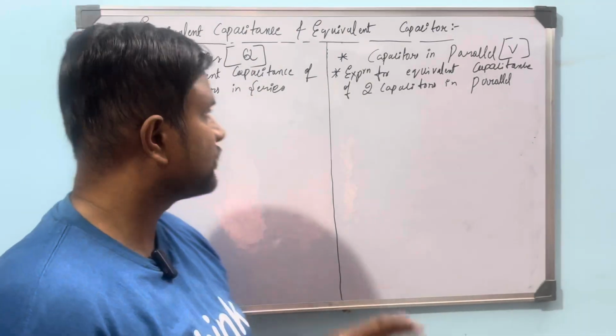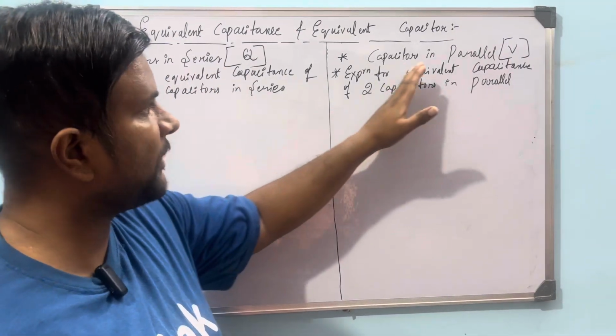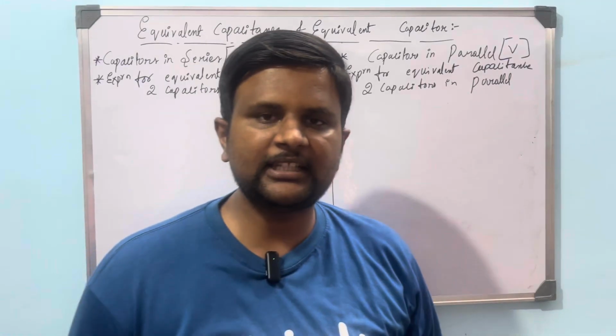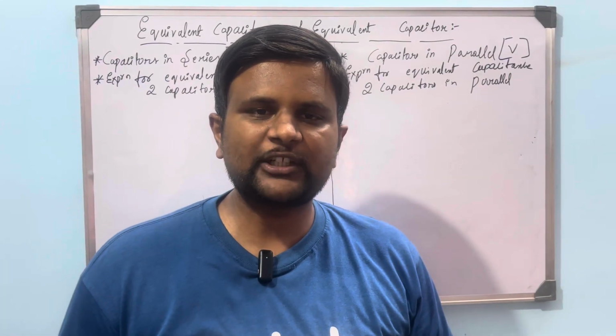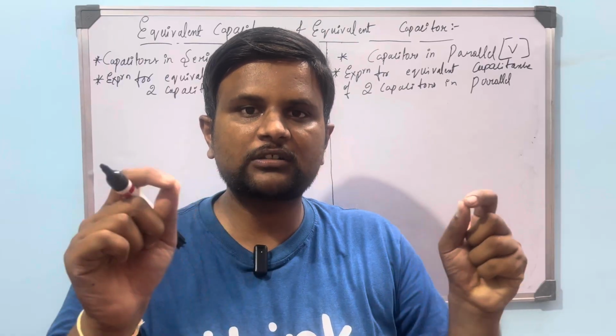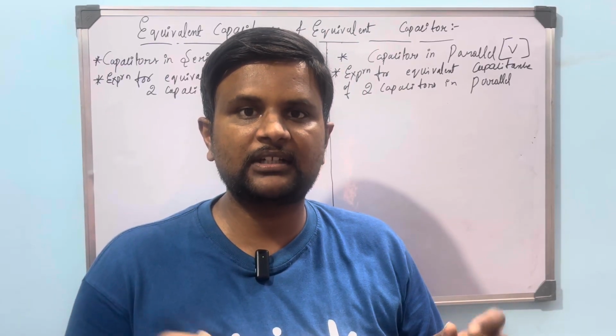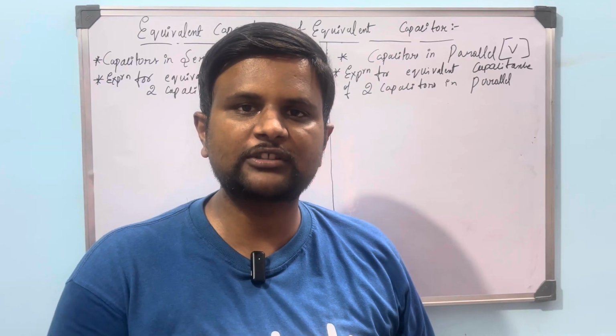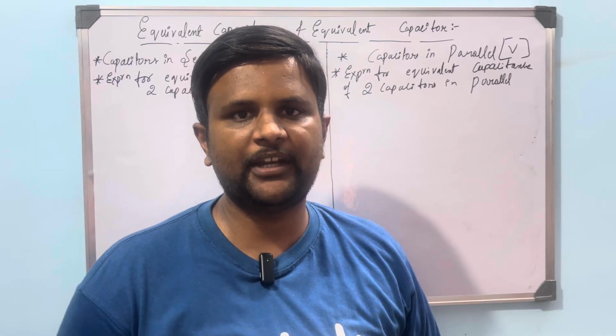So now, capacitors in series and capacitors in parallel. When can we say the capacitors are in series? Two capacitors are said to be in series if they are connected across two endpoints such that the charge remains the same and the potential across the combination is equal to the sum of the potentials across each capacitor.